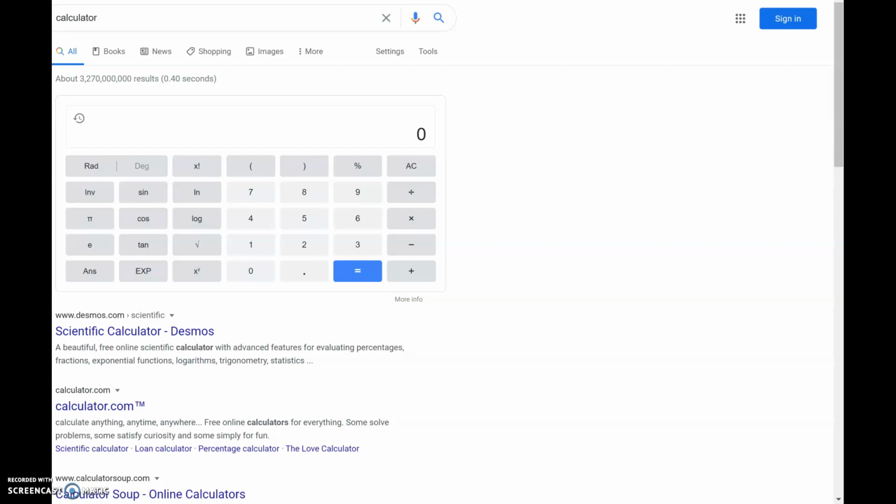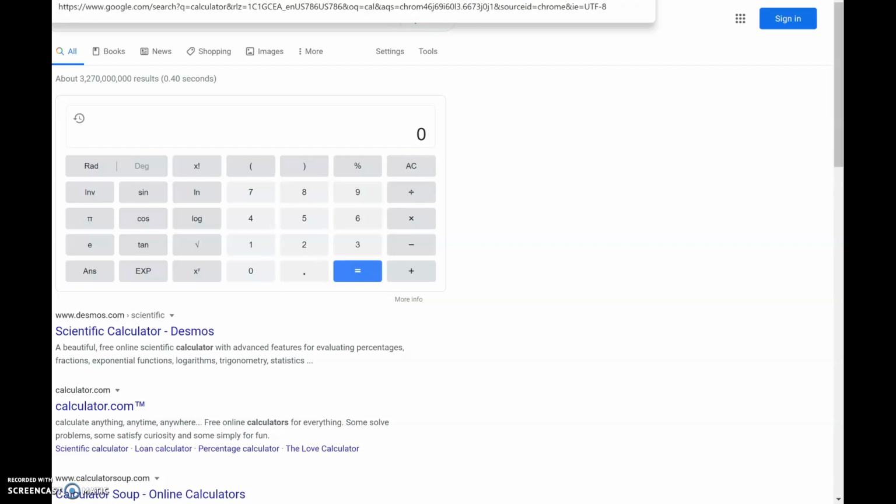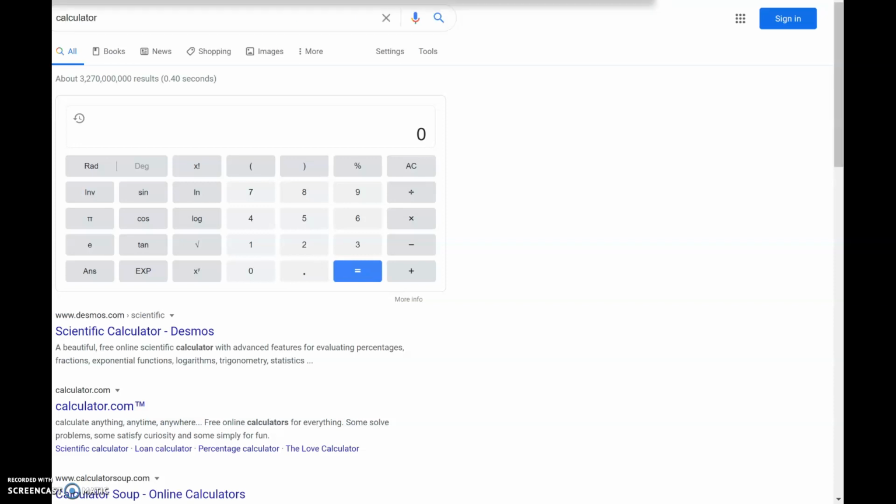Now remember, in your tab, you guys have a calculator already in there. I have one in your folder so that you guys can just go ahead and pull that up.